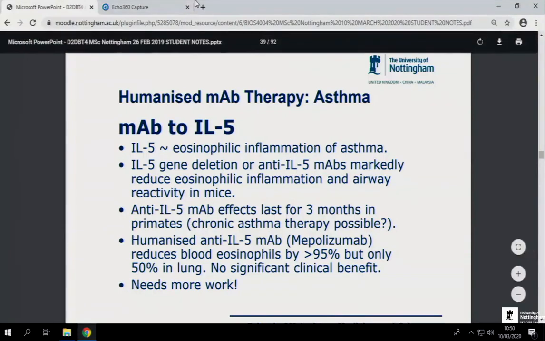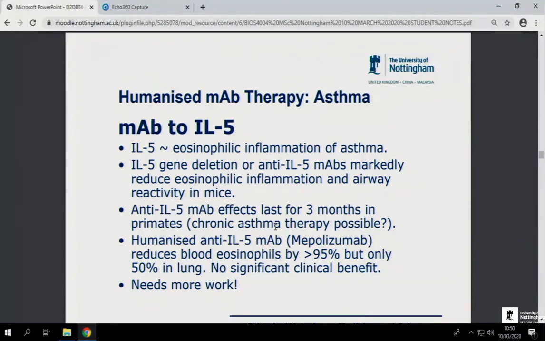So they made monoclonal antibodies against IL-5, and it lasted quite well, about 3 months, in animal studies. The thought was, if it lasts 3 months, not like the one before, which was acute, where you inject it into the patients and they start to breathe again, this lasts about 3 months. They tried it in primates. So they made a humanized anti-IL-5 monoclonal, called mepolizumab, and that reduced blood eosinophils by 95%. That was pretty good, and this lasts 3 months.